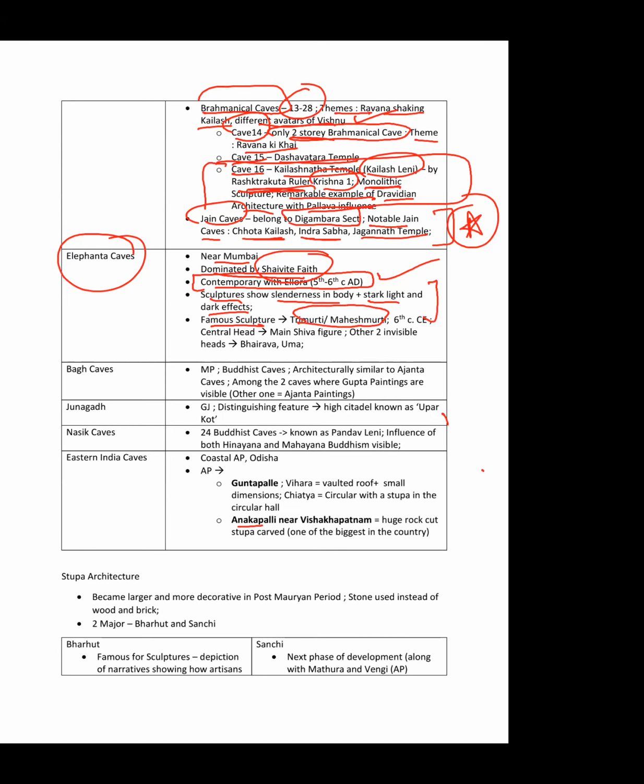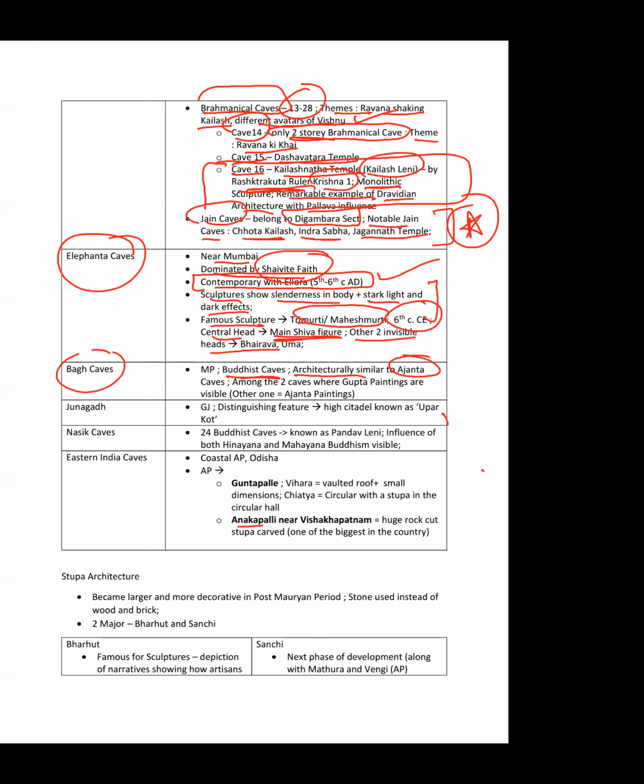Trimurti, Mahesh Murti, 6th century CE, central head of main Shiva figure. Other two are invisible heads of Bhairav and Uma, right? Just remember this much. Bagh caves, they are the Buddhist caves in Madhya Pradesh.